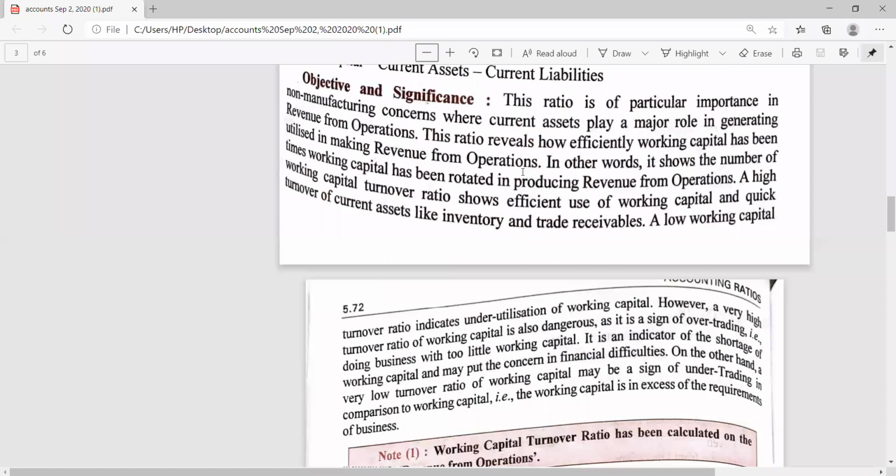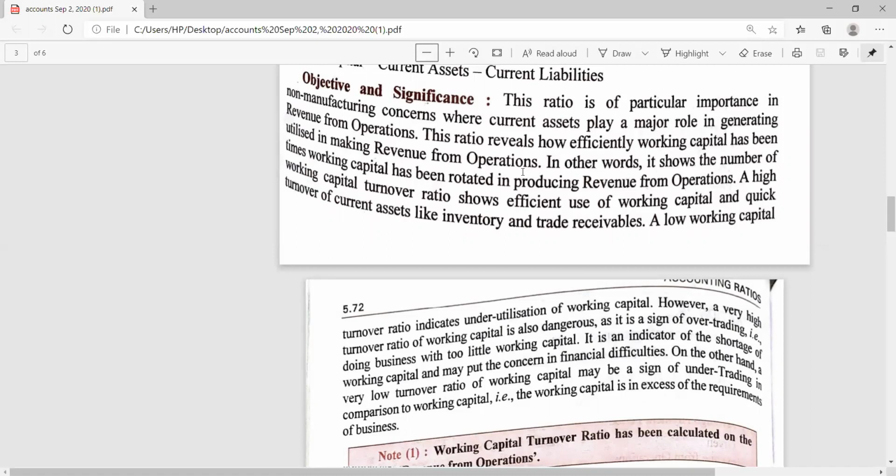However, a very high turnover ratio of working capital is also dangerous as it is a sign of overtrading. It means the business is operating with too little working capital. It is an indicator of a shortage of working capital and may put the concern in financial difficulty. On the other hand, a very low turnover ratio of working capital may be a sign of undertrading in comparison to the working capital.